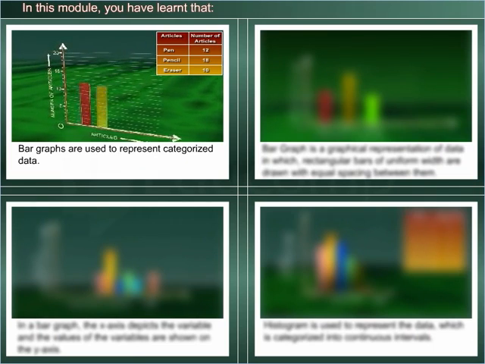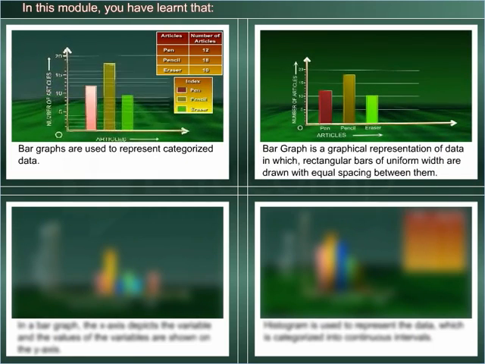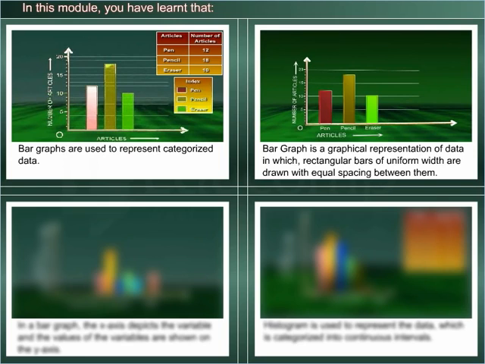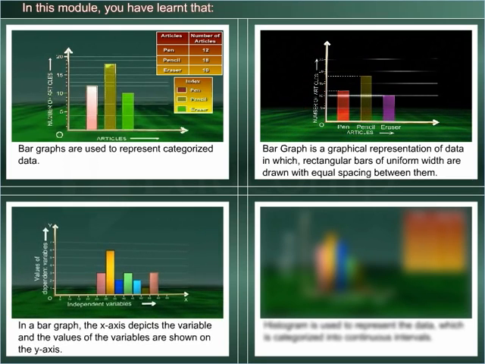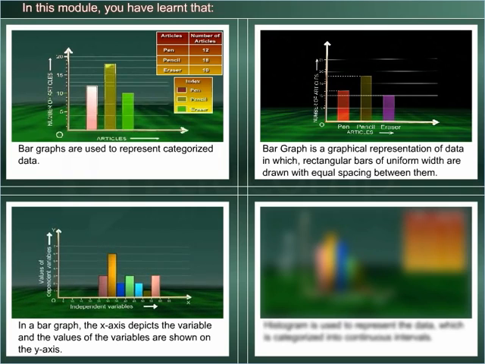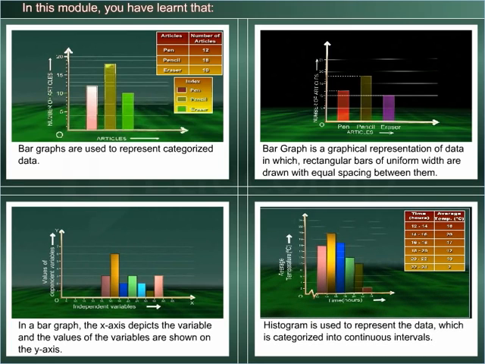In this module you have learned that bar graphs are used to represent categorized data. Bar graph is a graphical representation of data in which rectangular bars of uniform width are drawn with equal spacing between them. In a bar graph, the x-axis depicts the variable and the values of the variables are shown on the y-axis. Histogram is used to represent the data which is categorized into continuous intervals.